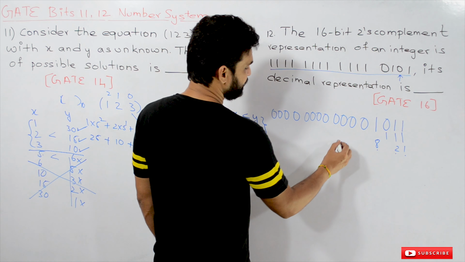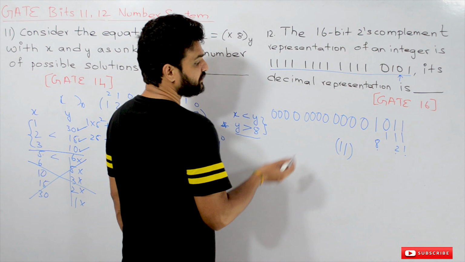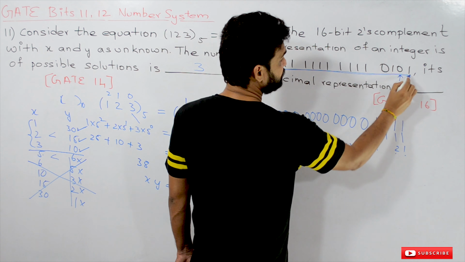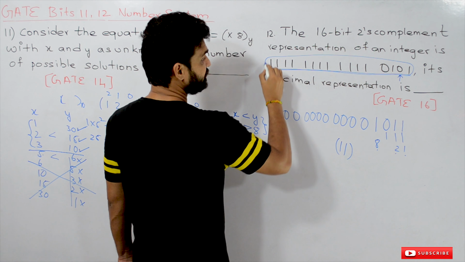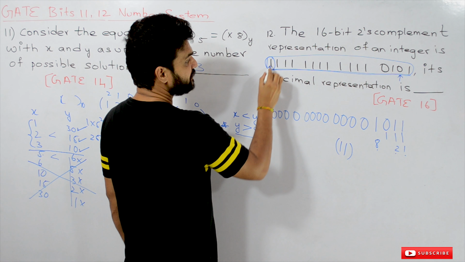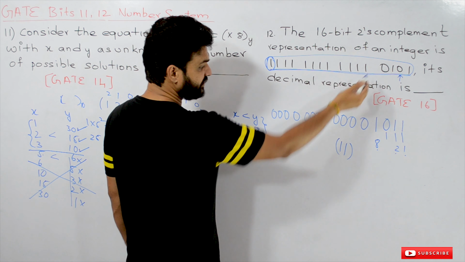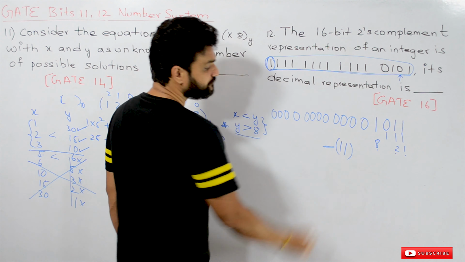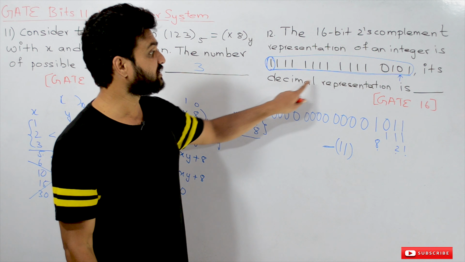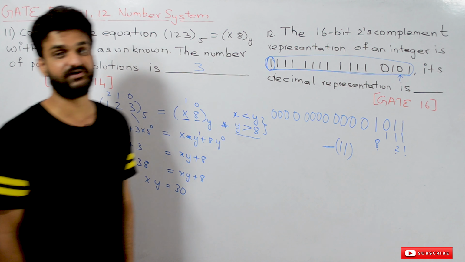8 plus 2 plus 1 is 11, and because it is the 2's complement representation and the sign bit is 1, it is a negative number, so we have to add a minus symbol. So it is minus 11. The decimal representation is minus 11.